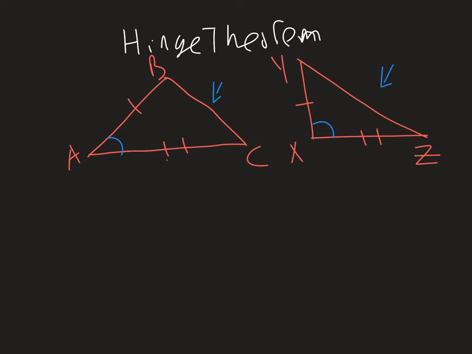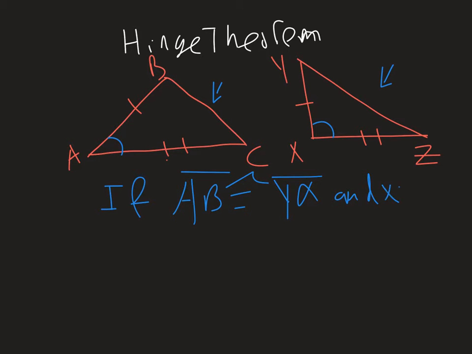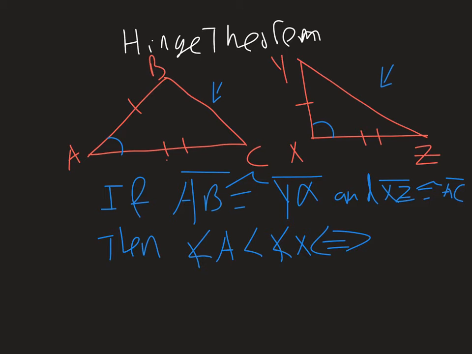So basically, if AB is congruent to YX, forgive me there, and XZ is congruent to AC, well, then we can say that angle A is less than angle X if and only if BC is less than YZ.